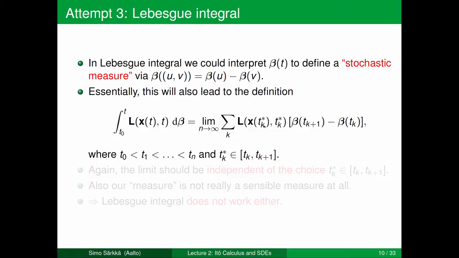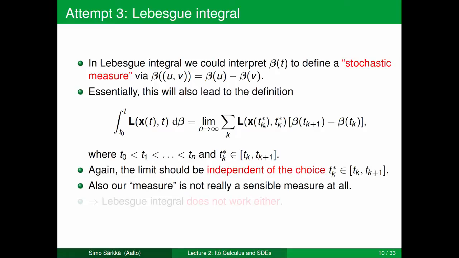So the integral of L(x, t) dβ is equal to the limit of L evaluated at (x(t*), t*) times the increment of β. Again, for the integral to exist, this limit should be independent of the choice of t* in each of the small intervals. But it turns out that that will not be the case due to the non-differentiability of the Brownian motion. Also, our measure is not really sensible because the increments, or the measures of intervals, will also be negative sometimes, actually very often. So it turns out that the Lebesgue integral doesn't work either for this case.